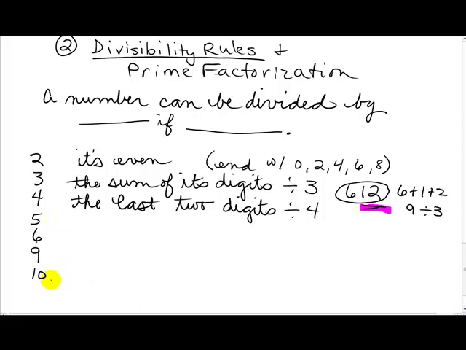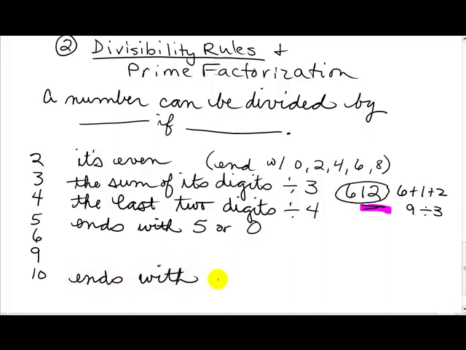5 and 10 you probably know. You probably knew too. 5, if the number ends with 5 or 0. 10, if the number ends with 0. 9 is about the same as number 3. So you're not really having to learn a whole lot of rules. You should know the 2, the 5, and the 10, even if you haven't really thought about it like this. 3 and 9 are very similar.